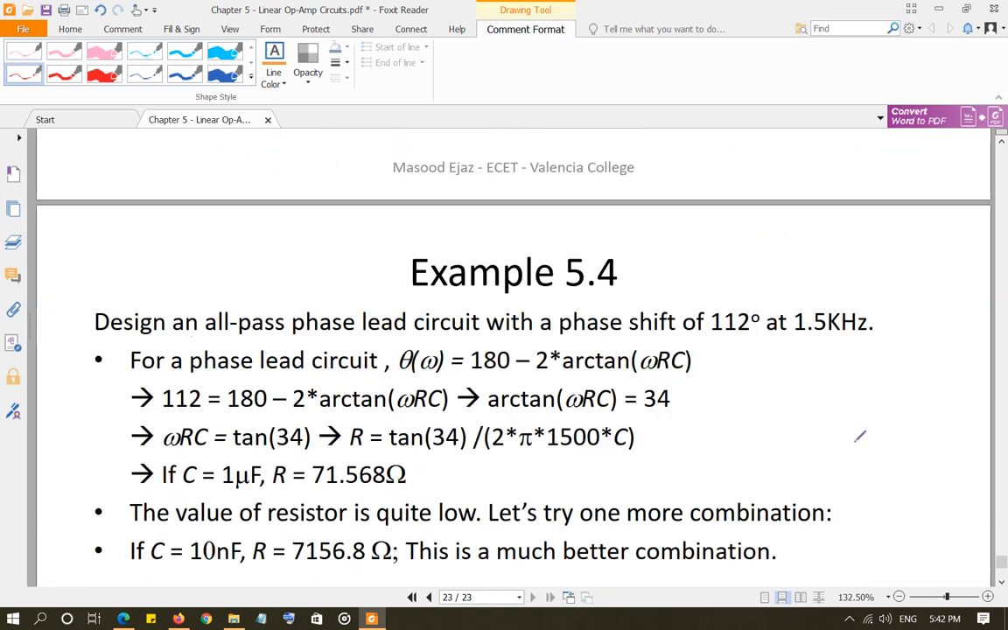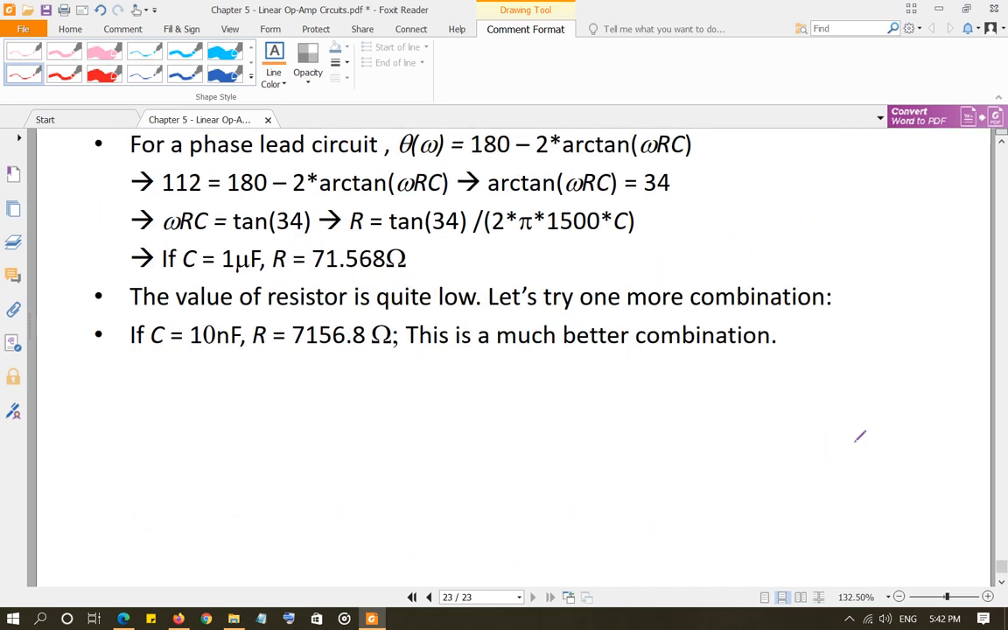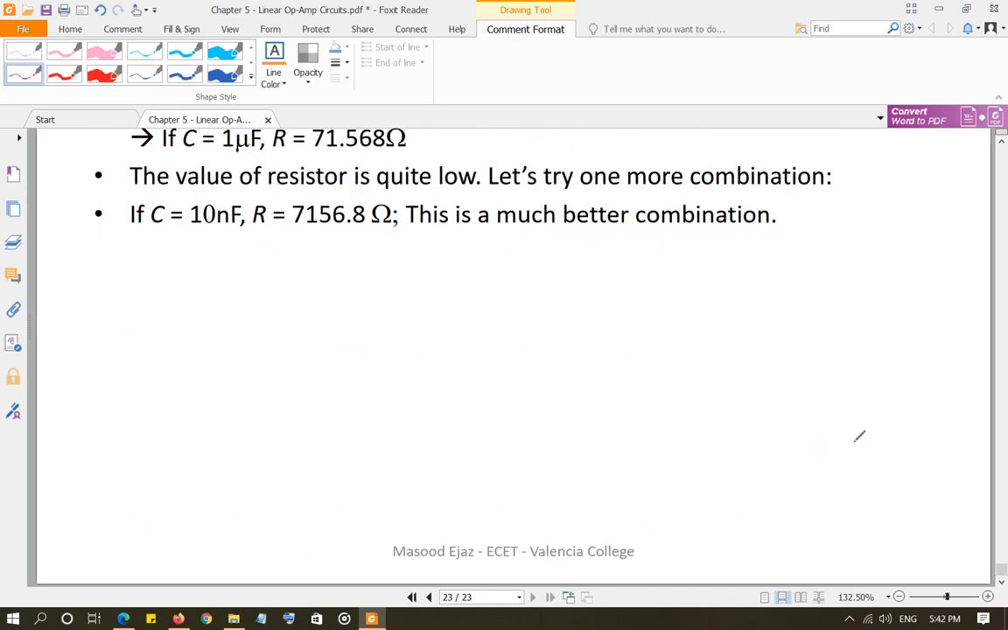There's an example. Go over this example. It's pretty straightforward. I don't really have to go over it. And that's the end of this chapter.